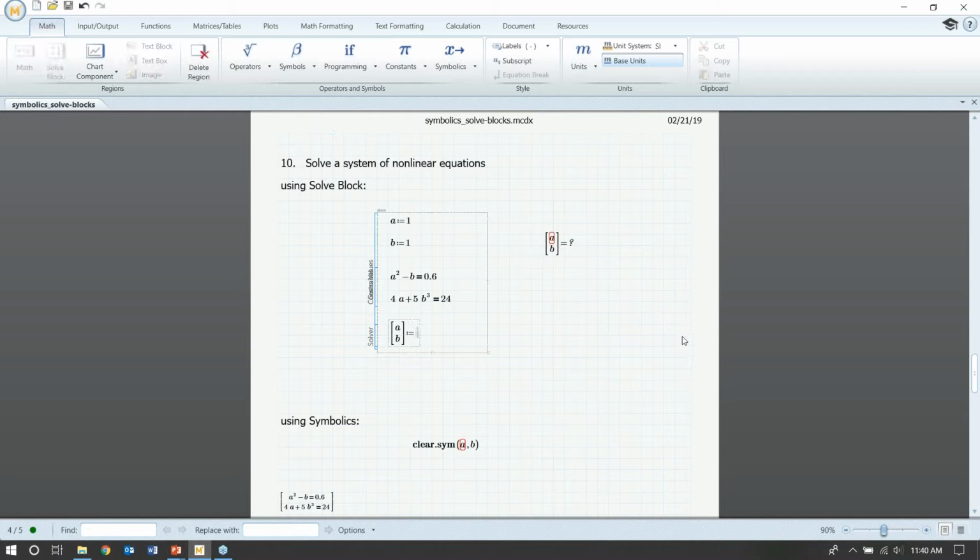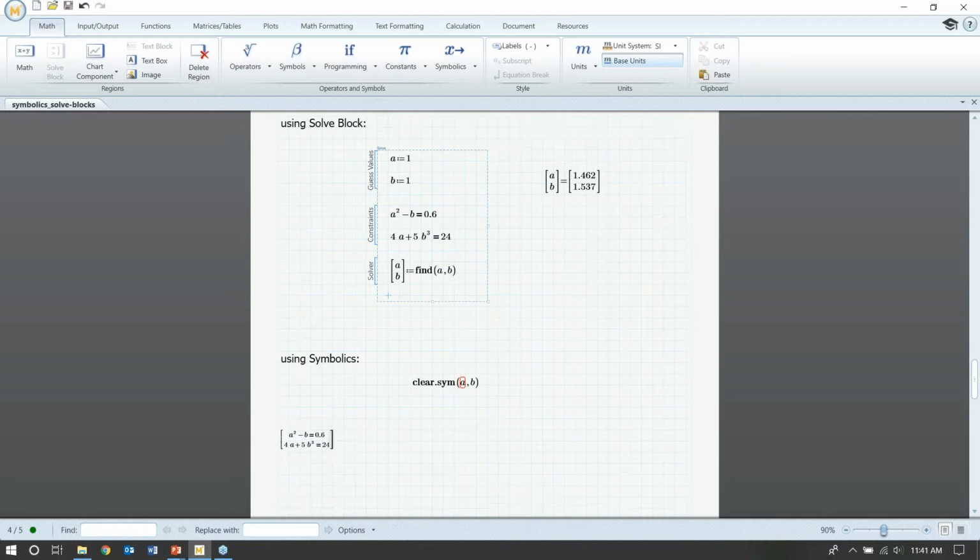Likewise, we can just type in find and then a and b. Since we have our guess values here, a is equal to 1, b is equal to 1, and then we have our constraints, the solve block's able to spit out a and b, where a is equal to 1.462 and b is equal to 1.537. So nonlinear equations are not very hard to handle for Mathcad, especially in the solve blocks.